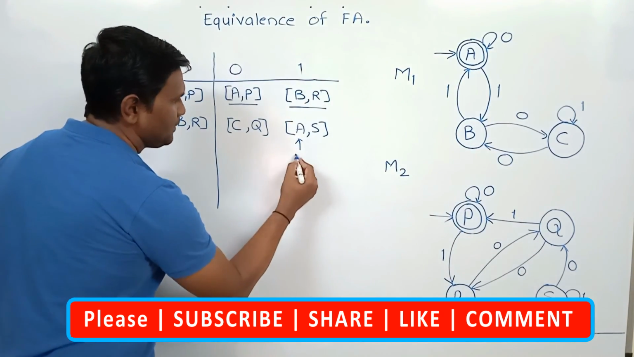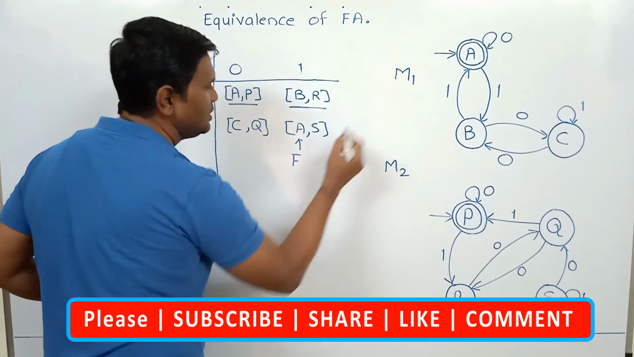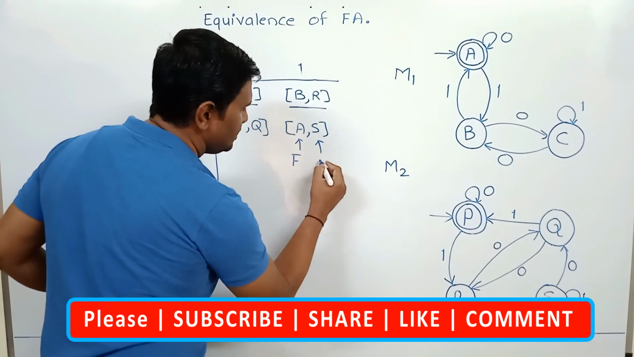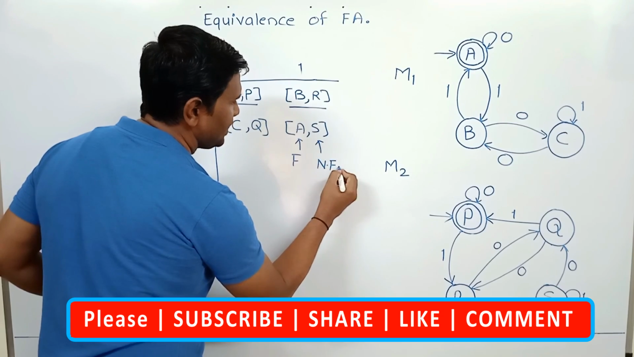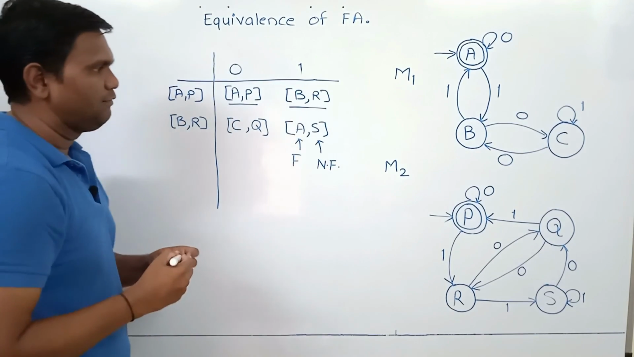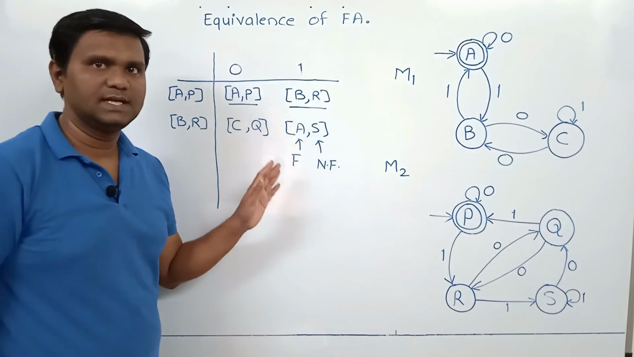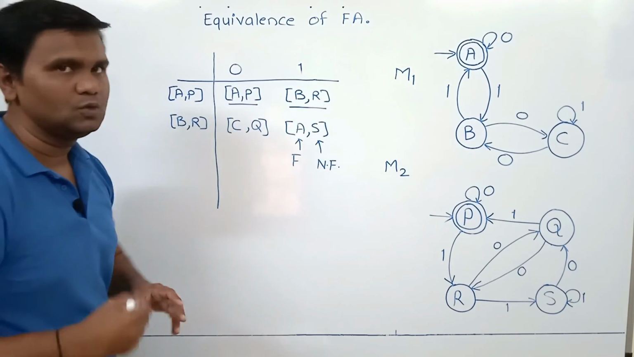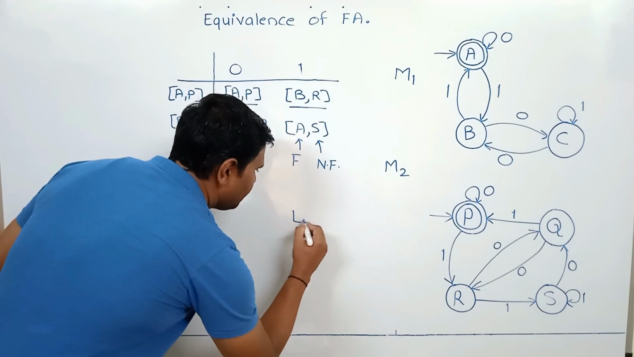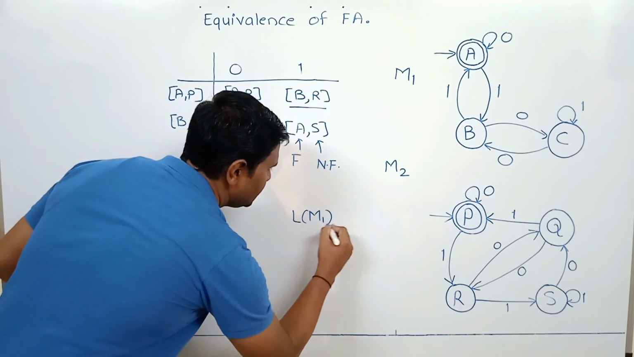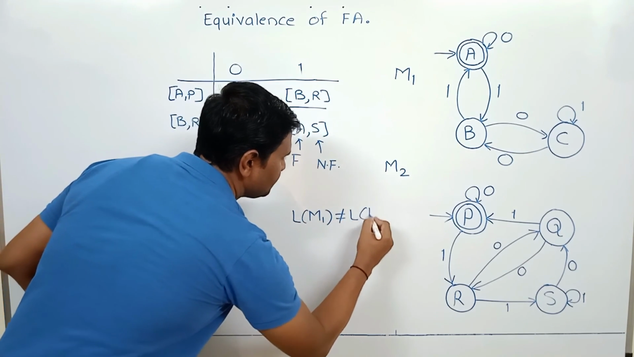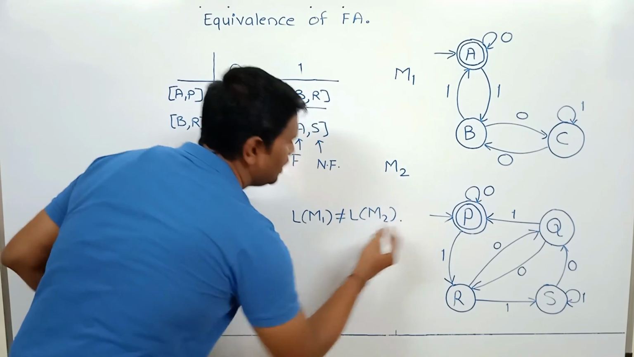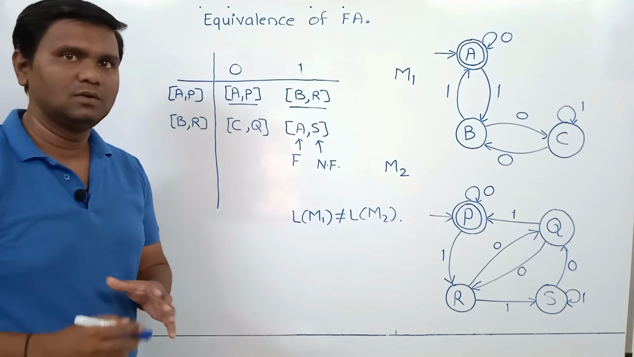State A is final state in M1, state S is non-final state in M2. So we have found an entry in this pair. One state is final state, another state is non-final state. So M1 and M2, they are not equivalent. Language of M1 is not equal to language of M2. DFA M1 and M2, they are not equivalent.